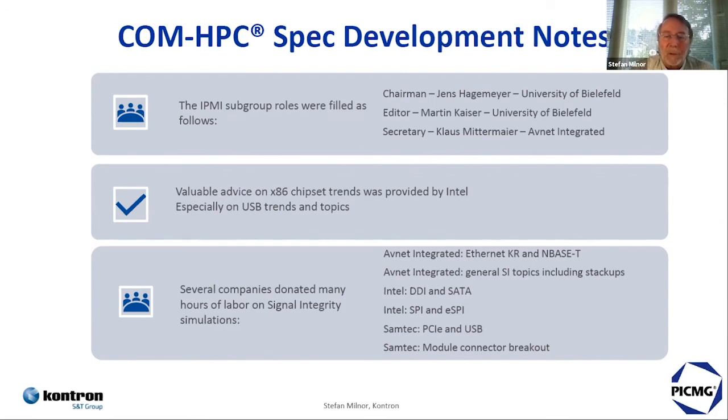Most of the interfaces are point-to-point high-speed serial links, but SPI and eSPI are different. They want something called a balanced tree topology, which took a little bit of doing to work out for a module because it's hard to get the branches the same on the module and the carrier. Samtec did a lot of simulation work on PCI Express and USB, and they also provided guidance on how to break signals out of this dense BGA connector that they have.